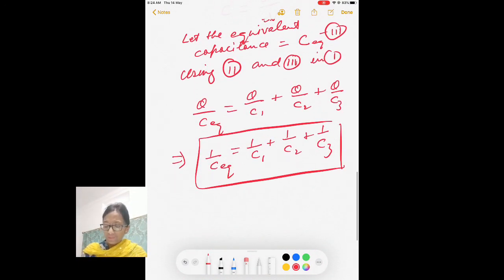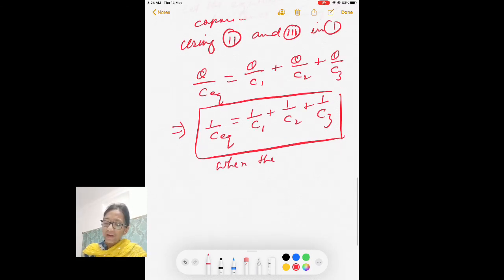When the capacitors are connected in series.